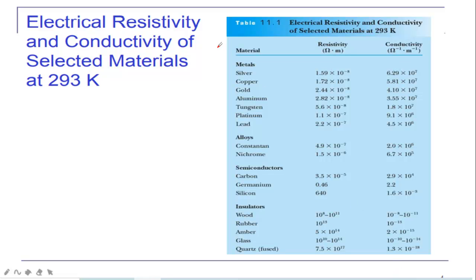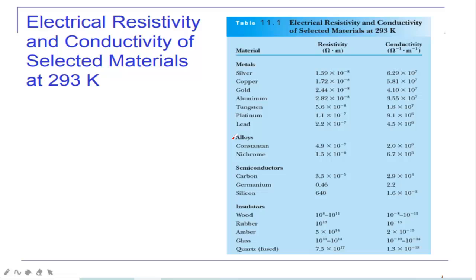The first one is silver, which is a metal. The resistivity is 1.59 times 10 to the power minus 8 ohm meter. It is very small because the power is minus 8. Now let's see the conductivity of silver. It is 6.29 times 10 to the power 7 ohm inverse meter inverse. Conductivity is very high. So metals have low resistivity but high conductivity.